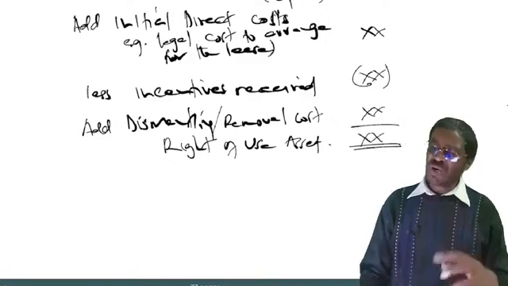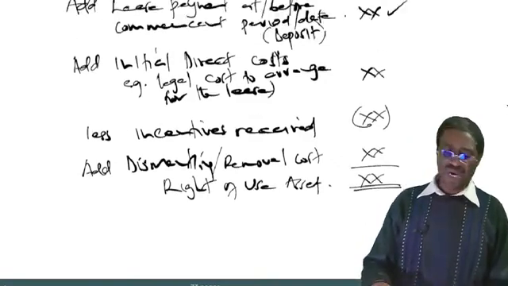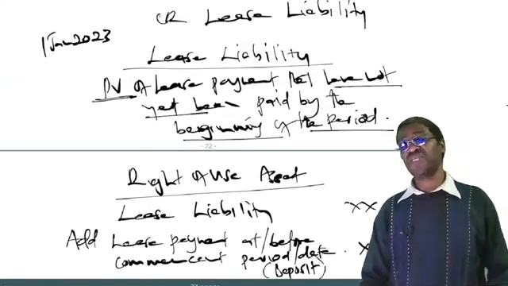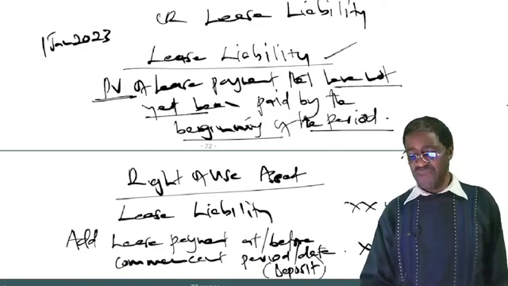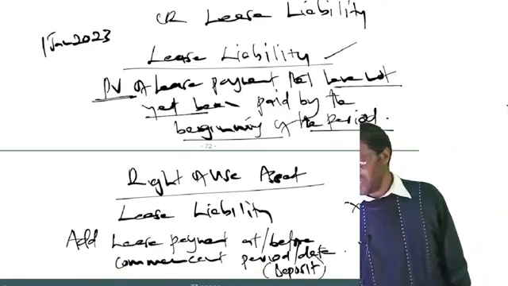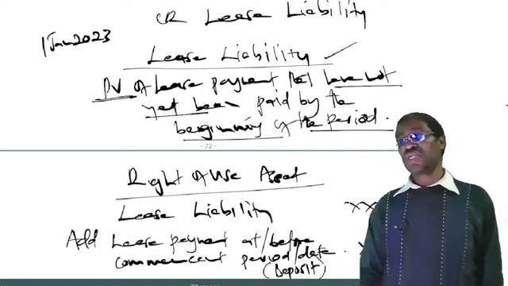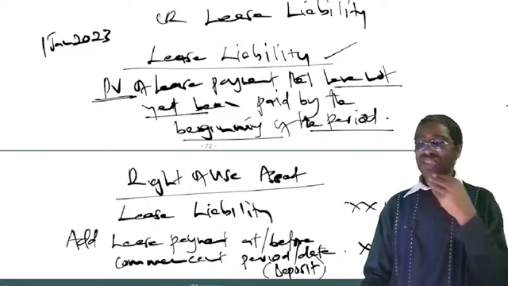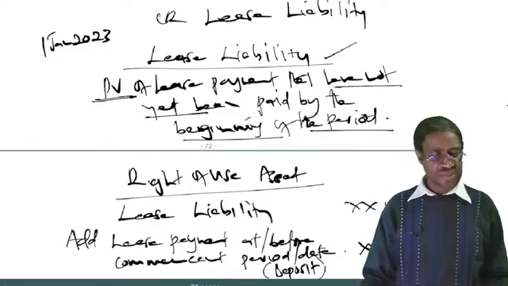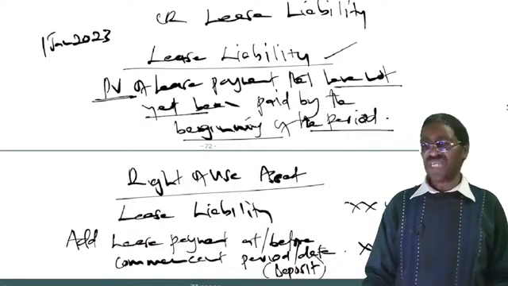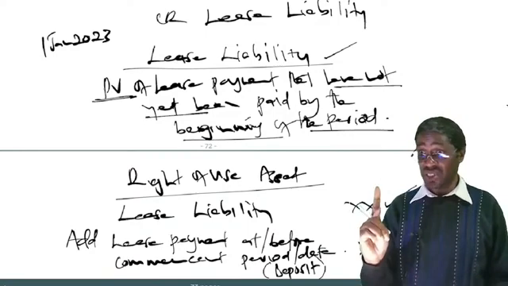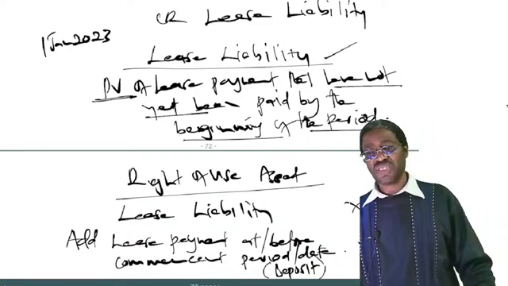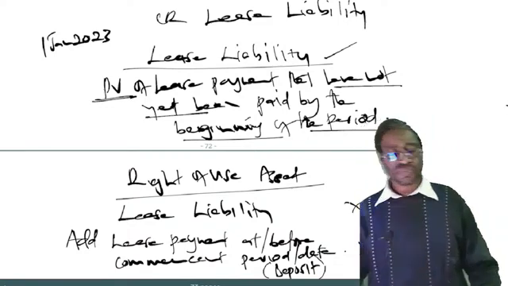Good. So before we do an illustration, let's put down those two values. Write somewhere a subheading: lease liability. Lease liability is the subtopic. Then you say this amount is determined as follows.